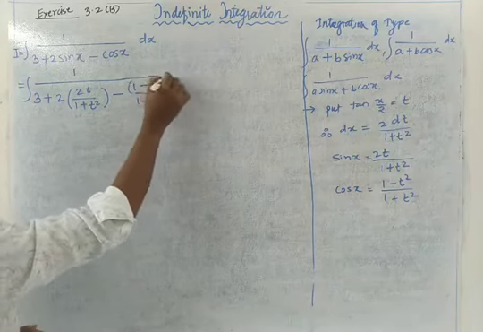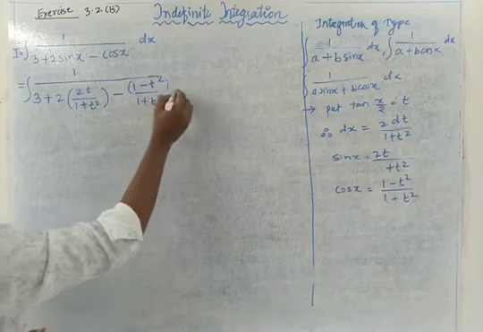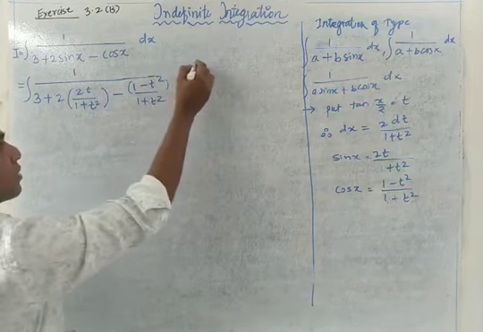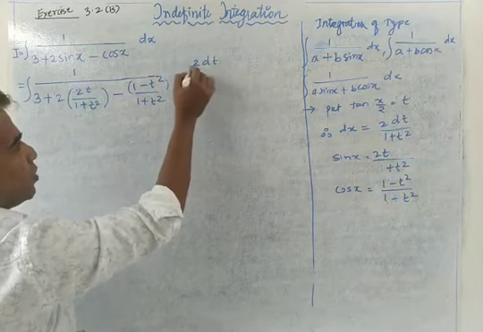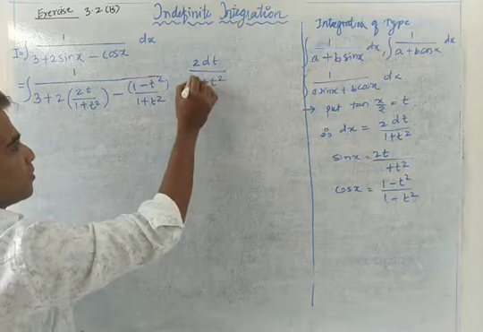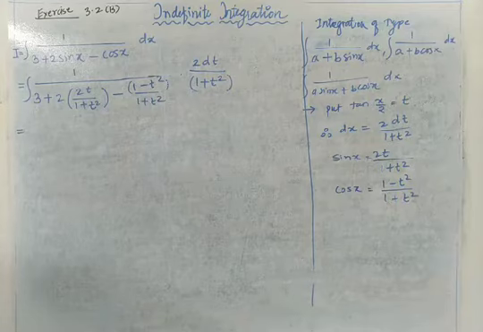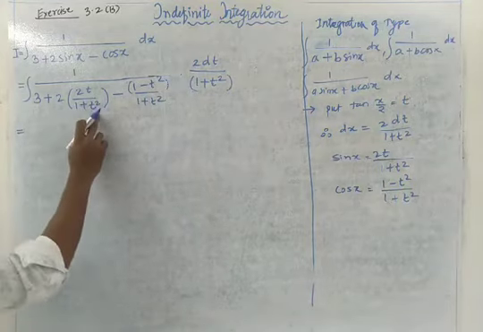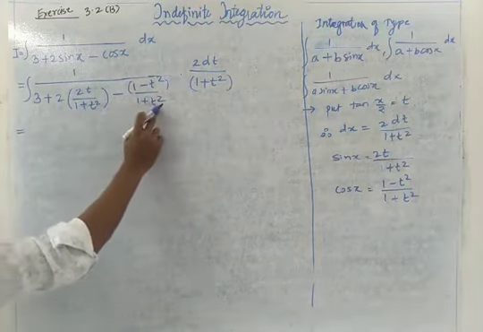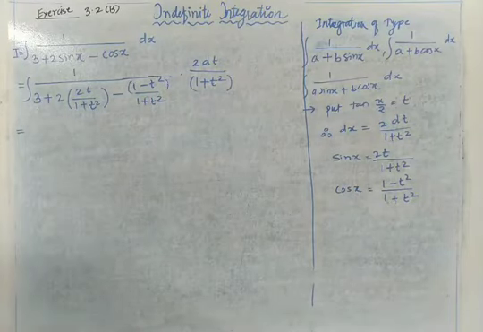Okay, into the value of dx, 2 dt upon 1 plus t square. Get that? Now we are trying to make the denominator common. So here 1 plus t square is the denominator of the middle term, and 1 plus t square is the denominator of the third term. Only the first term does not have the denominator 1 plus t square.